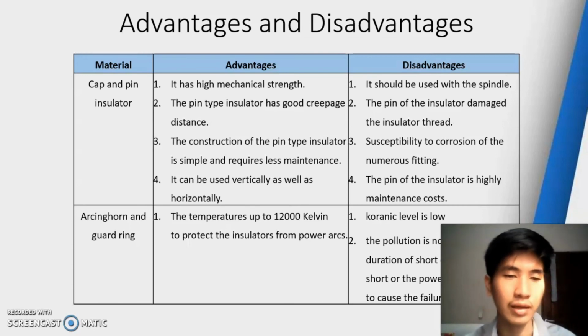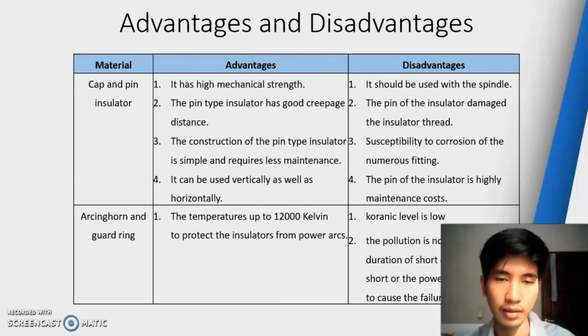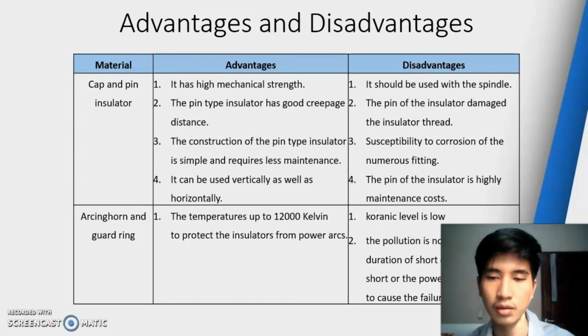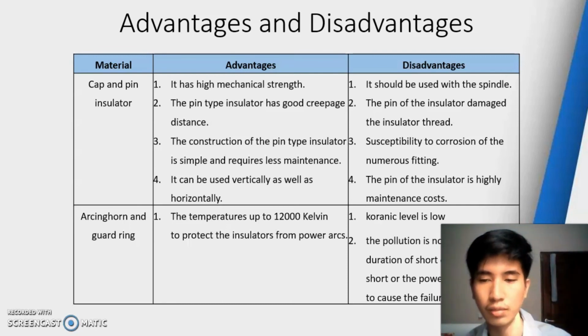For the arcing horn and guard ring, the advantage is that the temperature can go up to 12,000 Kelvin to protect the insulator from power arc. The disadvantages are that the corona level is low, the pollution is not severe, and the duration of short circuit is too short, or the power is not high enough to cause the failure.